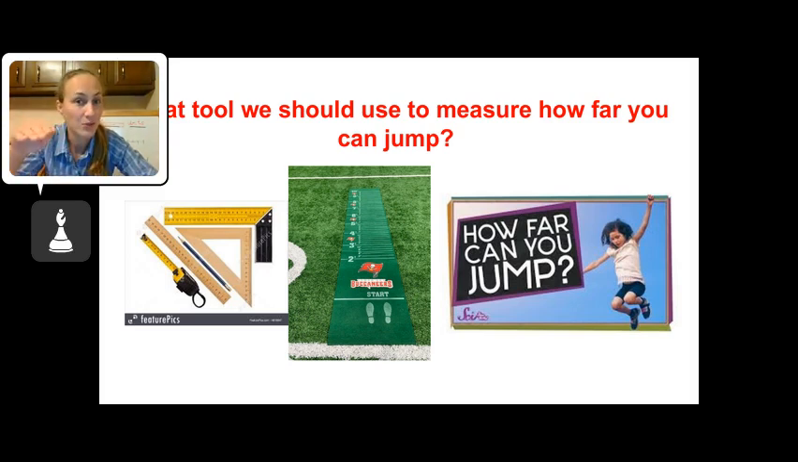So I would like to finish with a question. What tool should we use to measure how far you can jump? I would like you to make an experiment. Draw a line and jump as far as you can, then take your ruler, measure, and write your answer. Then we will compare and find out who jumped further, and also give me an idea of what measuring tool is better for that kind of activity to measure how far you can jump.